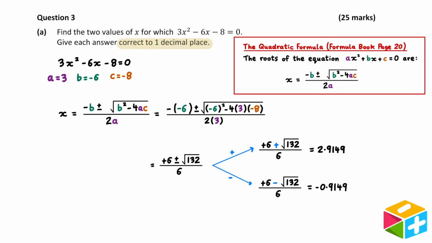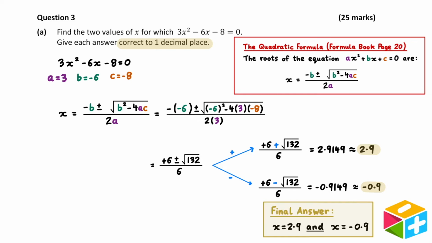The question states that we must give each answer correct to one decimal place, so we'll have to do some rounding. So our final answer is that x is equal to 2.9 and x is equal to minus 0.9.